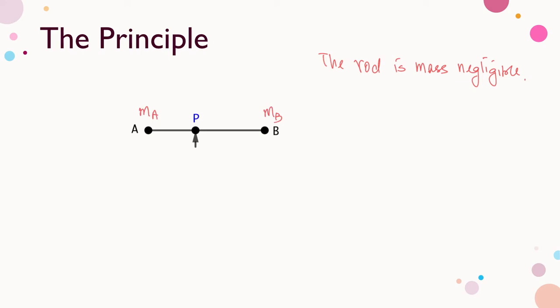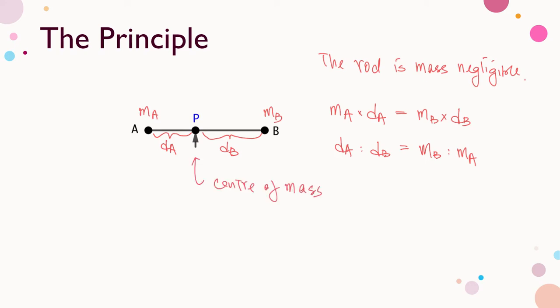The system is in equilibrium when the supporting point is placed at P, such that MA times DA equals MB times DB, or in the ratio DA to DB equals MB to MA. The location at P is regarded as the center of mass of the system, and it bears the total mass MA plus MB. Using this principle, we can solve some geometric problems in an easy manner.